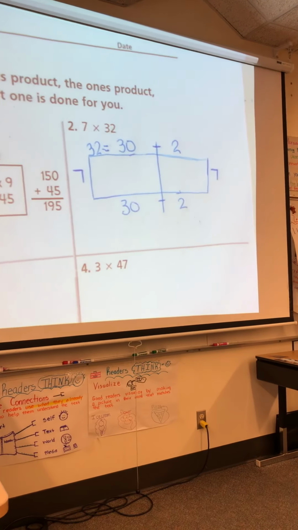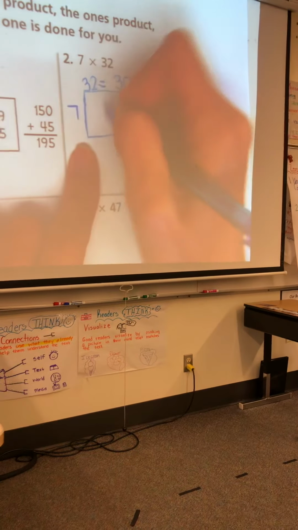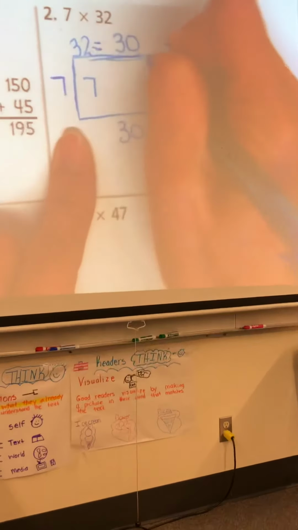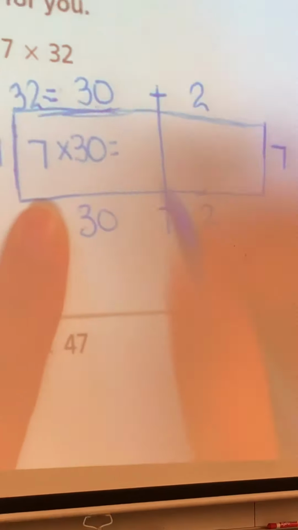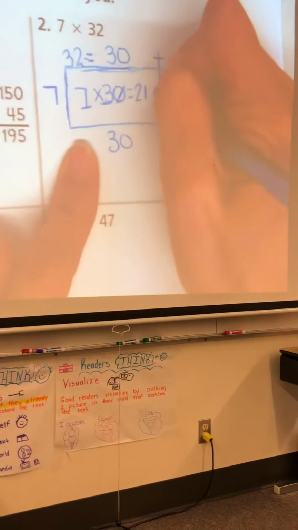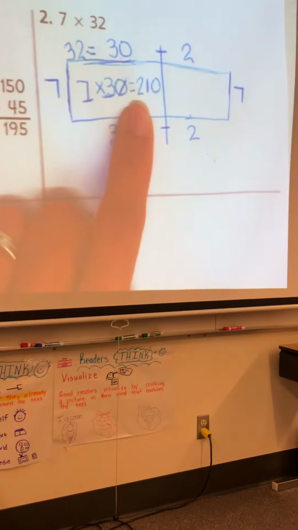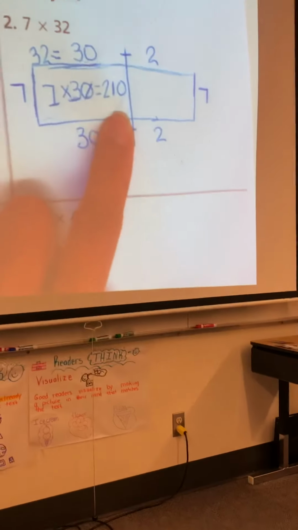Now I'm ready to find, what is the tens product, the tens place? Well, I know the side of this rectangle is 7, and the top of the rectangle is 30. So if I multiply 7 times 30, that'll get me the tens place product. 7 times 3 is 21, and I've got 1 0. My tens product is 210. That means the area of this rectangle right here is 210.